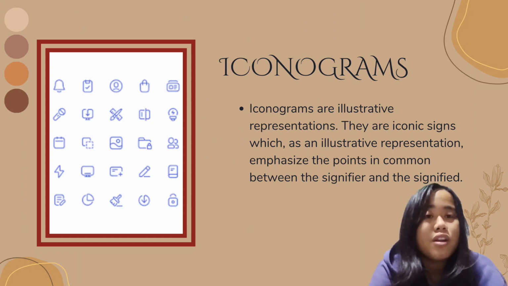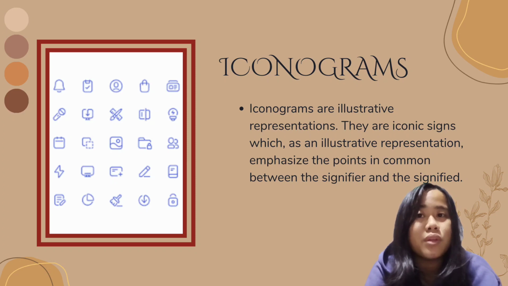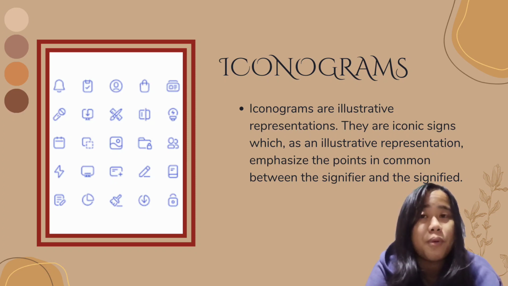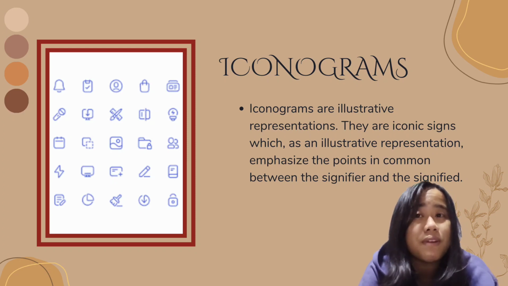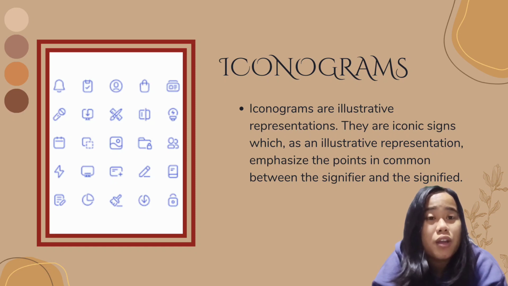Iconograms. Iconograms are illustrative representations. They are iconic signs which, as an illustrative representation, emphasize the points in common between the signifier and the signified. An iconogram example is the icon that you will see on your phone, the icon of the apps that you will see on your phone. That's an example of an iconogram.